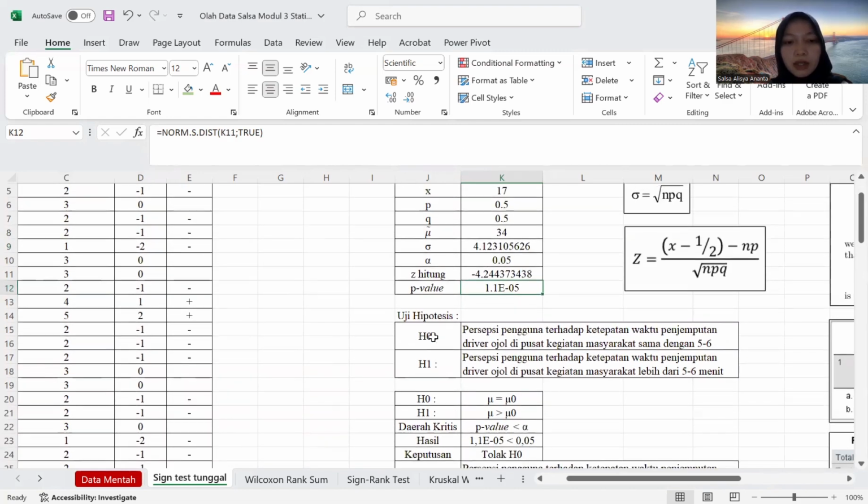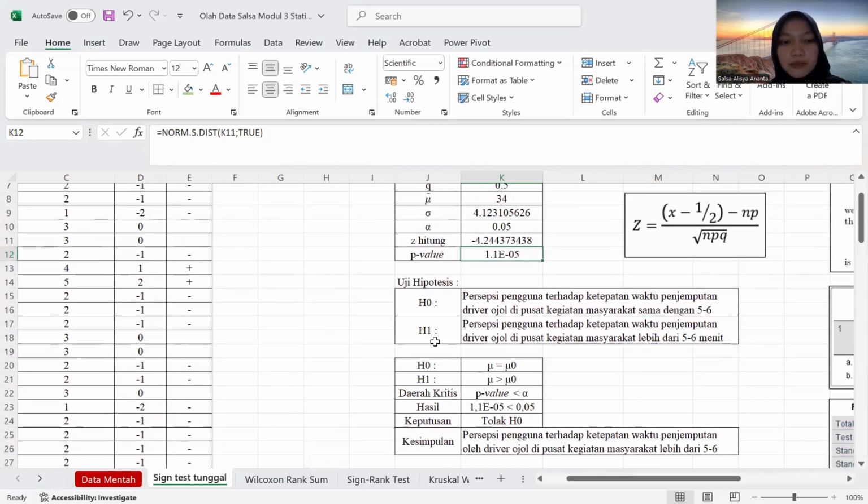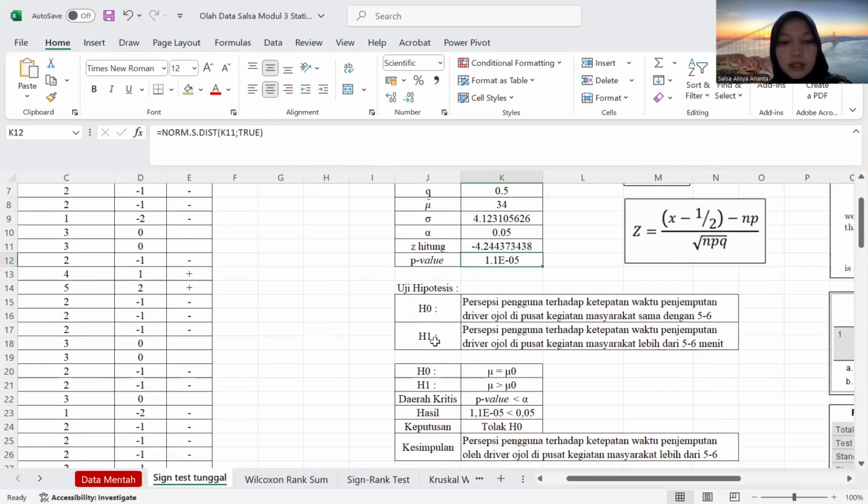After that, we conduct a hypothesis test where the null hypothesis is that the user's perception of the punctuality of the online motorcycle taxi driver's pickup time at the community activity center is equal to 5 to 6 minutes, while the alternative hypothesis is that it is more than 5 to 6 minutes. From this hypothesis, there is a critical region, which is the area of rejection of the null hypothesis: the p-value is smaller than alpha.